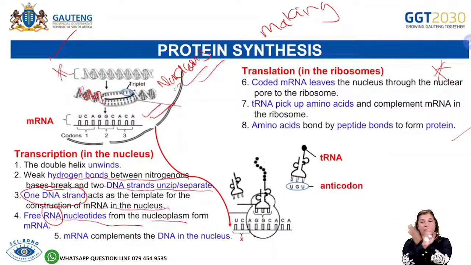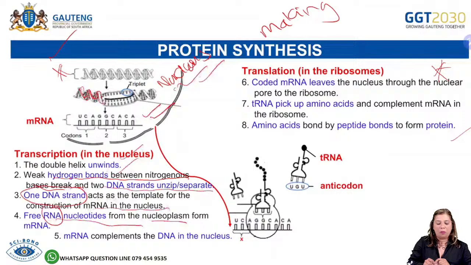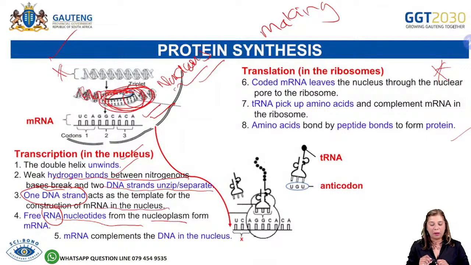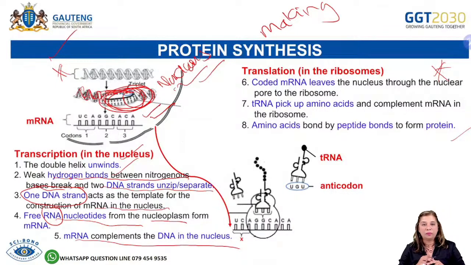So what happens? We have the first two steps. The double helix unwinds, the weak hydrogen bonds break, and then one DNA strand serves as a template. So it will either be this strand or it will be the bottom strand. But in this case, we can see that it is forming from the bottom strand, okay? And it forms a messenger RNA, and the messenger RNA complements the DNA in the nucleus. So the message was formed.